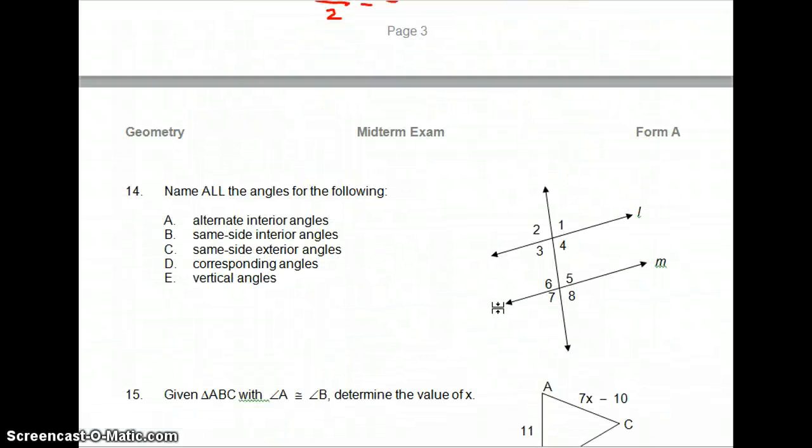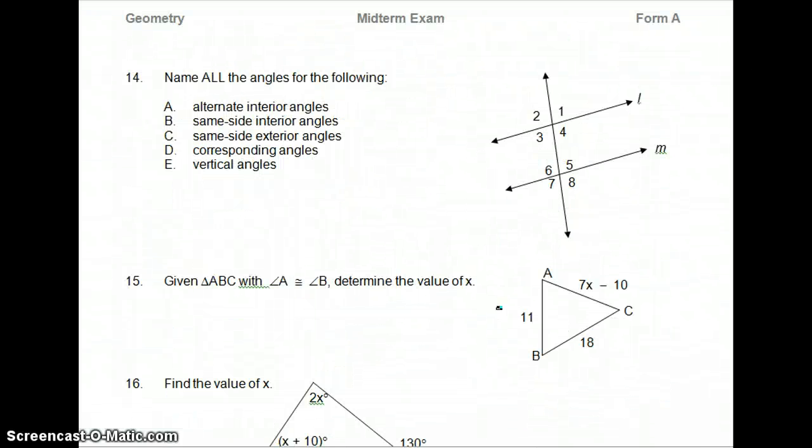14. Name all the angles for the following. In the interest of space, I'm just going to name one and explain it a little bit. If it says interior, we know it's between the two lines. Alternate means they're on opposite sides, so interior are these angles here. Alternate would be ones on opposite sides, so let's say 3 and 5 is one pair. We also know that 4 and 6 is a pair.